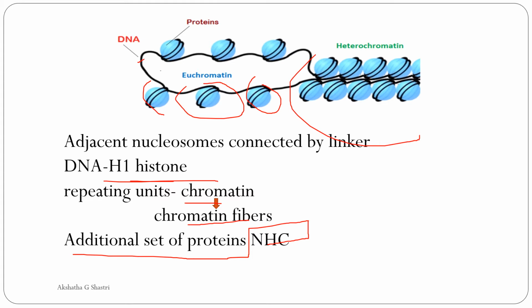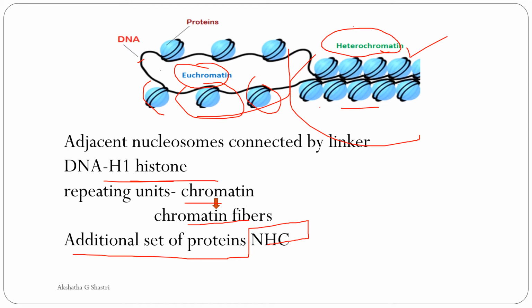And here you can see some portions of the chromatin are loosely coiled and some portions are tightly coiled. These loosely coiled portions are said to be the euchromatin, and it is lightly stained, whereas the densely coiled portion which takes the dark stain is said to be the heterochromatin. So these are the two portions of the chromatin which can be seen.